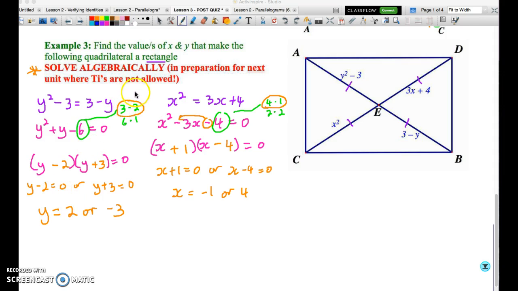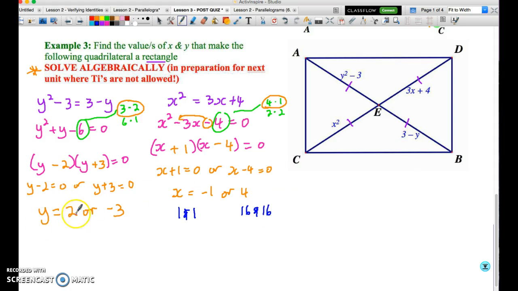What you need to be very careful of now with this example is that we need to check for extraneous solutions, and so what that means is we must substitute our answers back in to make sure that they are viable. And so I'm going to substitute the minus 1 back into the x expressions, and so minus 1 squared is going to yield a value of 1, and if I substitute minus 1 into 3x plus 4, I get minus 3 plus 4, which yields a diagonal length of 1. If I substitute the 4 in, so x squared, 4 squared is going to give me 16. If I substitute that in here, 3 4s are 12 plus 4 is 16.